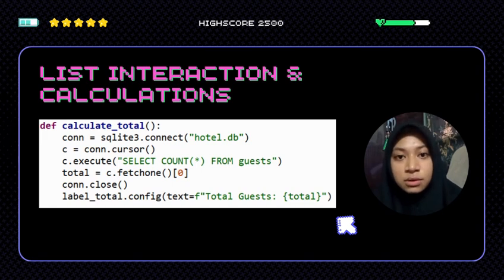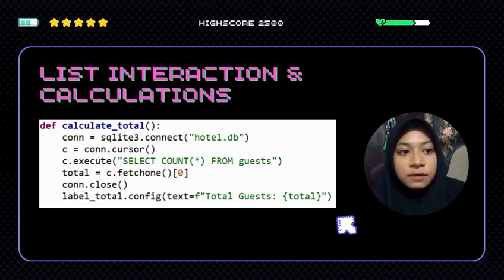Next, to execute the SQL query, the function creates a cursor object, which is c = con.cursor(), to execute SQL commands. The command is SELECT COUNT(*) FROM guests to retrieve the total number of guests registered in the system. Next step is to fetch the result. After executing the query, the function uses fetchone()[0] to extract the count value from the database response. This value represents the total number of guests.